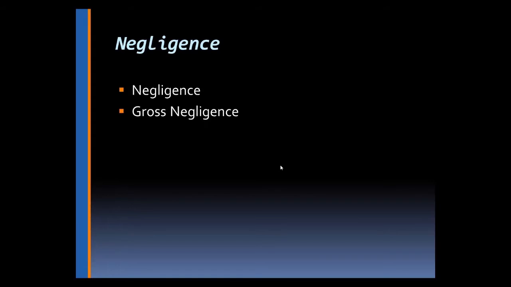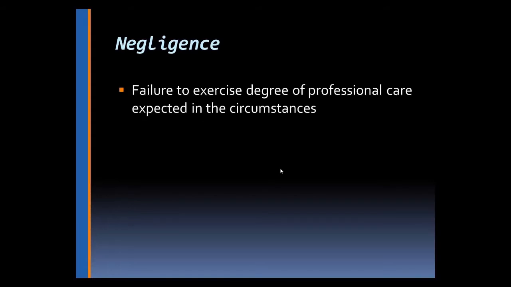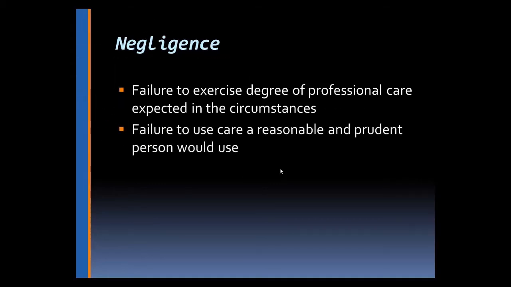Negligence is broken down into two categories: negligence and gross negligence. Negligence itself is the failure to exercise a degree of professional care expected in the circumstances. It's a failure to use the reasonable and prudent approach that a normal person would do, and one should have known of the results of their acts.